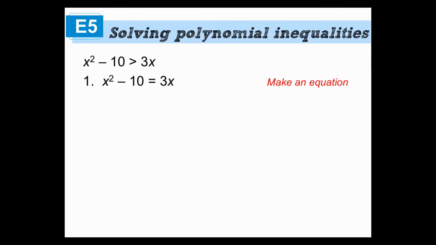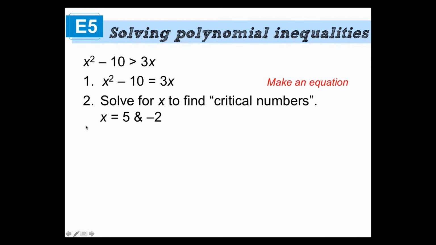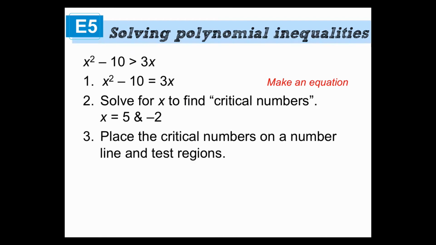So I did that by factoring it. I'm leaving out some steps, by the way. I have a more complicated problem that I'll go through step by step with you. But is it safe to assume you can all find those critical numbers? Yes. Move the 3x to the other side, factor. It factors nicely using factoring or the quadratic formula, whatever it is you want to use. Slap those numbers on a number line and test regions.